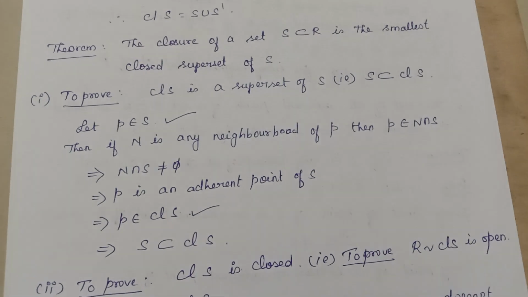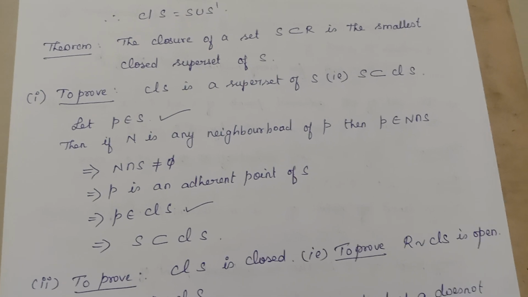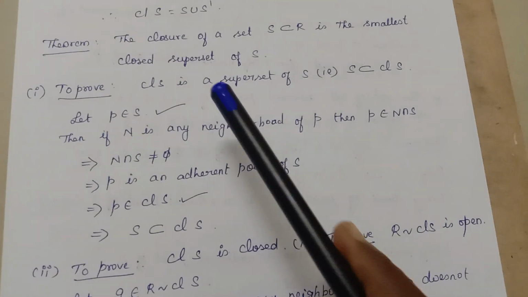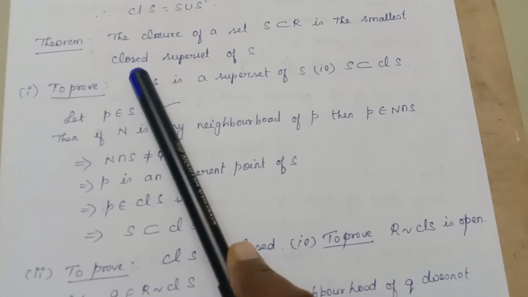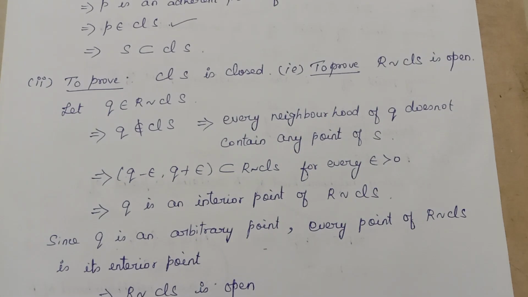So S is contained in closure of S. That means closure of S is a superset for S. So one part of the theorem is over. What is the second part? I have to prove closure of S is a closed set.